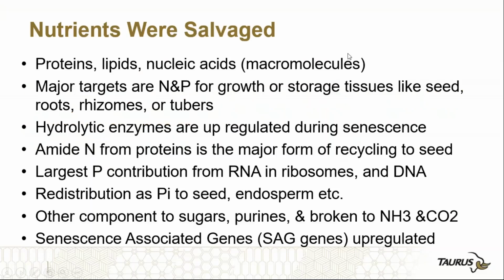Well, nutrients were salvaged. We get proteins, lipids, and nucleic acids that are broken down and stored. Major targets are N and P. Nitrogen and phosphorus for building the DNA, P for ATP, nitrogen for all the amino acids that are going to be rebuilt to make this new plant.